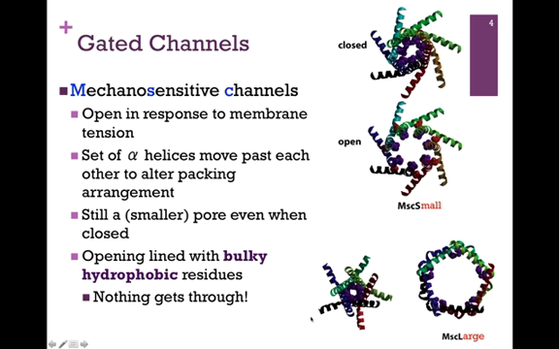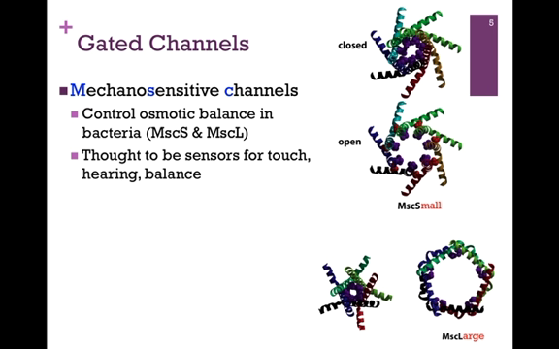The difference is even more striking in the large mechanosensitive channel on the lower right. A very large opening here, and as it contracts and those helices move, a very small pore. We've sufficiently closed our channel so that nothing gets through. Mechanosensitive channels control osmotic balance in bacteria, such as the ones we have illustrated here. Osmotic balance has to do with the difference in water concentration inside and outside the cell. These channels are also thought to be sensors for touch, hearing, and balance. Remember, they respond to differences in pressure.